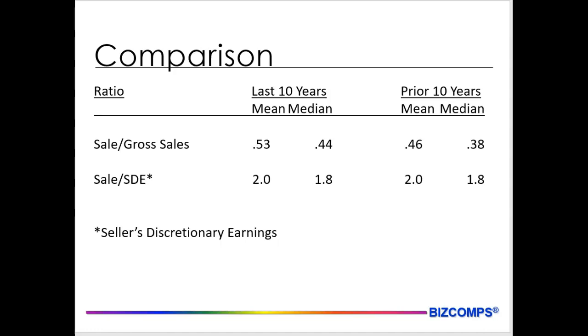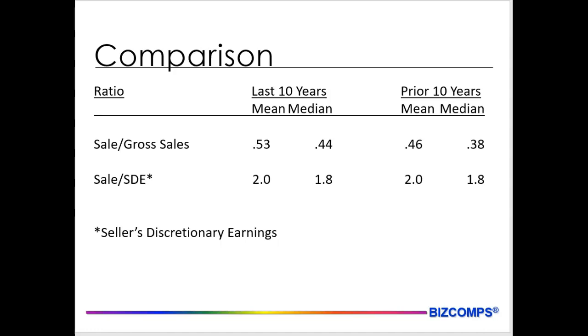However, what's interesting is when you look at the sale to SDE multiples, they're identical. The mean sale to SDE multiple in the last 10 years is 2.0, and the median is 1.8. 10 years ago, the mean was 2.0, and the median was 1.8. So this is just an indication of one of the reasons why seller's discretionary earnings is the better method in determining the value of the business, is to use the SDE multiple.